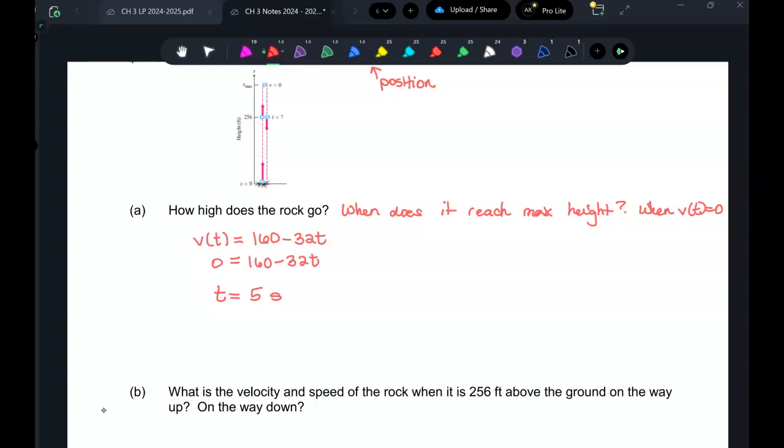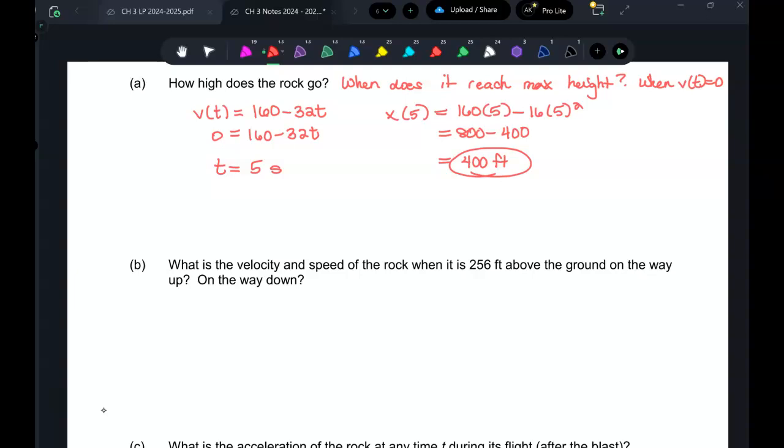So when does it reach that maximum height? At 5 seconds. Now we plug it back into x of t. So we're going to plug into x of 5. So that's going to be 160 times 5 minus 16 times 5 squared. So 800 minus 400, feet. Just feet, right? That's going to be how high. So position is just going to be regular linear units. Okay, so far, good.